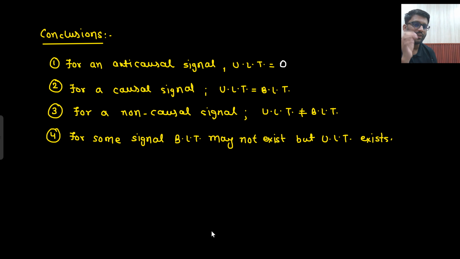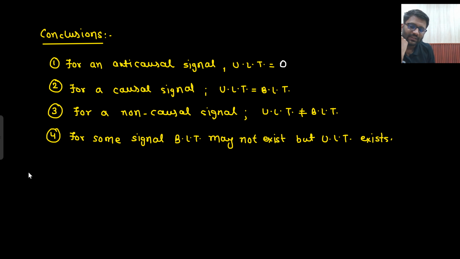Nothing you need to mug up. You will be able to think: causal, multiply with u(t), both same. Anti-causal, multiply with u(t), ULT will throw 0. Non-causal, multiply with u(t), both will be different, which means different results. And for some signals, like the signals which are both sided, e to the power minus t, your bilateral Laplace transform may not exist, but the unilateral Laplace transform will exist.